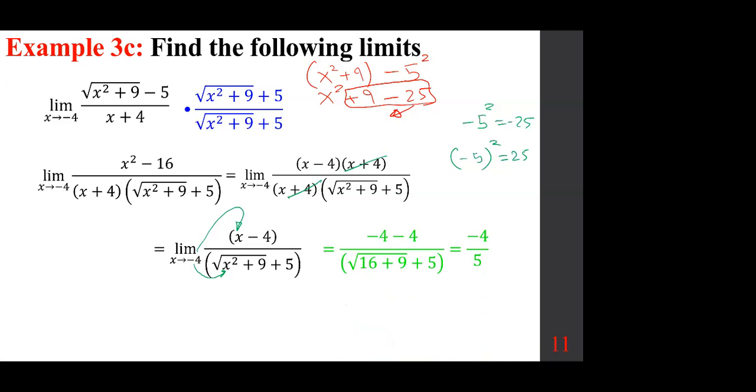Okay, now 16 plus 9 changes to 25, and square root of 25 is 5. So this will result in -8 over 5 plus 5, which is 10. And of course, in its lowest terms, -4 over 5. It's very simple, class.